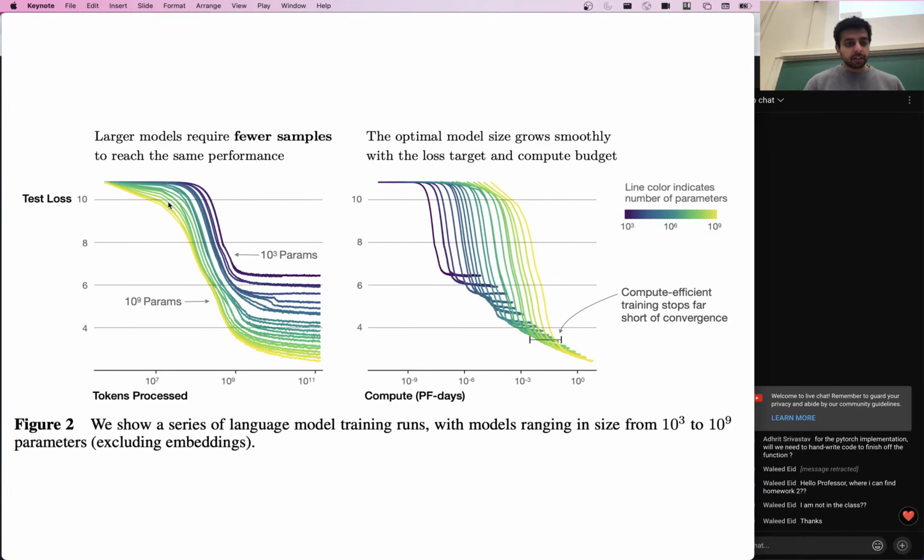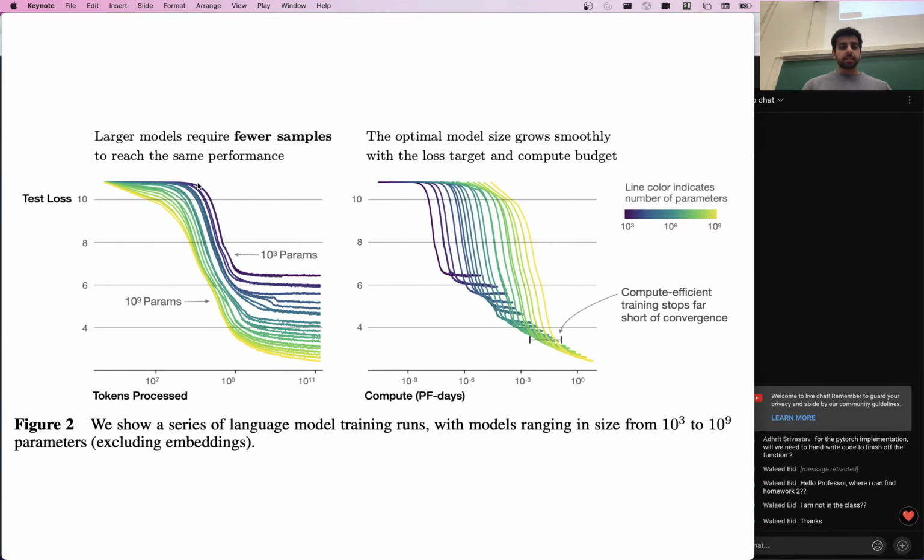So first, we see all these curves of different colors. Each curve corresponds to a different model's training run. You can see that the x-axis is the number of tokens processed by that model. So how many tokens has the model been trained on and backpropped on? The color is a function of the number of parameters of the model. These yellower colors are associated with bigger models, like billion scale parameter models. The smaller models are very small, like thousands of parameters.